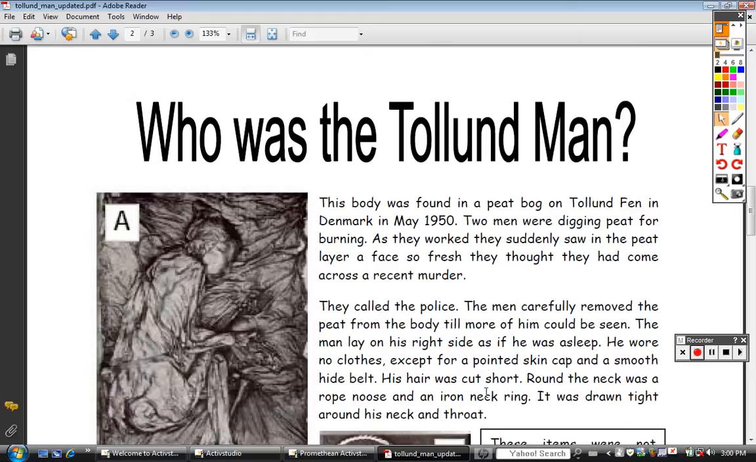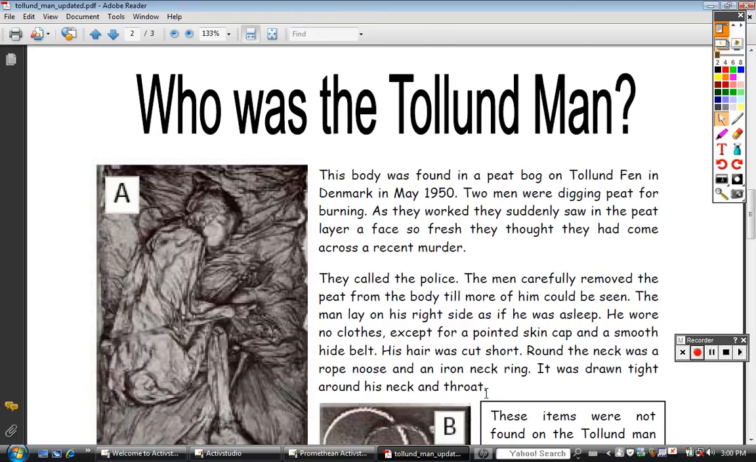Who was the Tollund Man? Now, if we look to the left, you see this illustration A, and you'll find this man. He's sort of in the fetal position. Clearly, you can see that the bones of his rib cage are starting to show through, and he's basically starting to decompose. As we read the article, this body was found in a peat bog on Tollund Fen in Denmark in May 1950. So we're looking at close to 60 years ago.